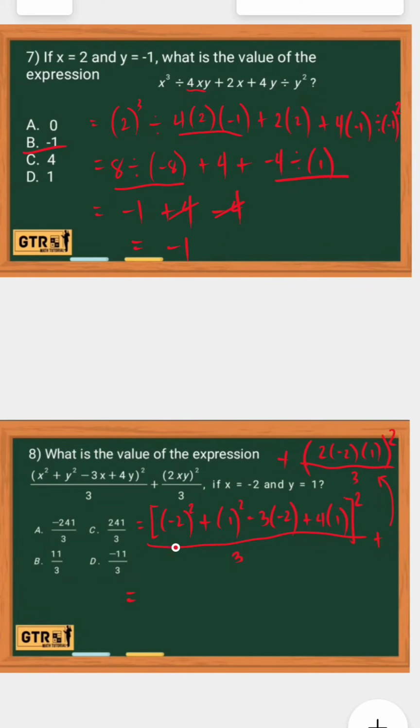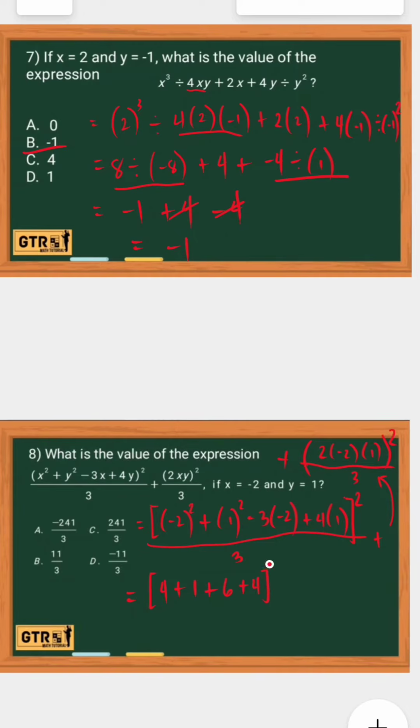So simplify natin, equals negative 2 square. Negative 2 times negative 2, so that is equal to positive 4. Plus 1 square is 1. Negative 3 times negative 2, that is positive 6. 4 times 1, so that is positive 4.